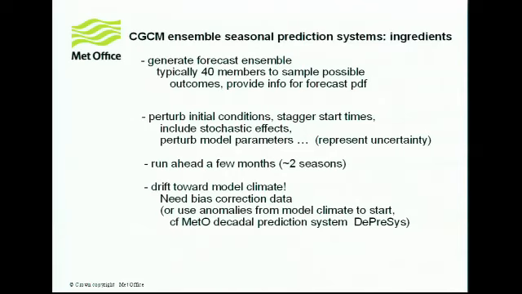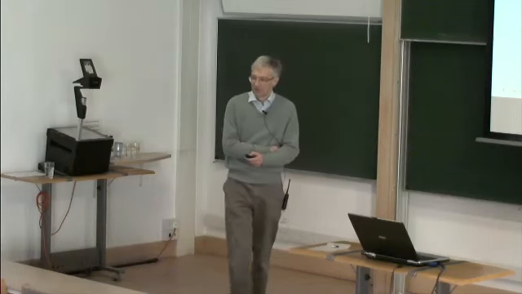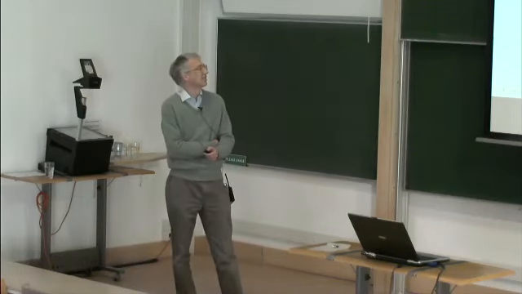More ingredients. You generally want to have a pretty broad sample of what's going to happen next. So a typical number again is something like 40 ensemble members, quite a large one, to try and get the best sample of the probability density functions in the future. To do that, there are various strategies that you can use. You can perhaps perturb the initial conditions. You could stagger the start times, in other words, start your forecast on successive days just to change initial conditions in a realistic way slightly.